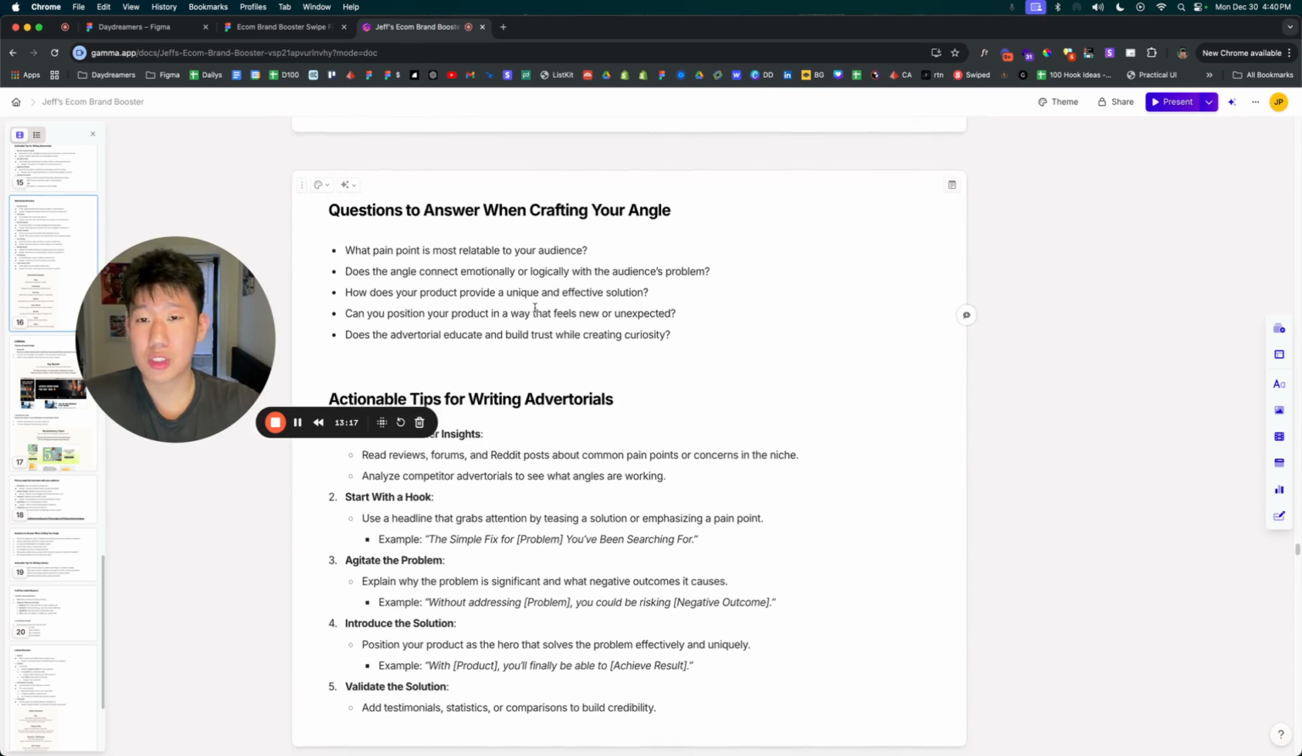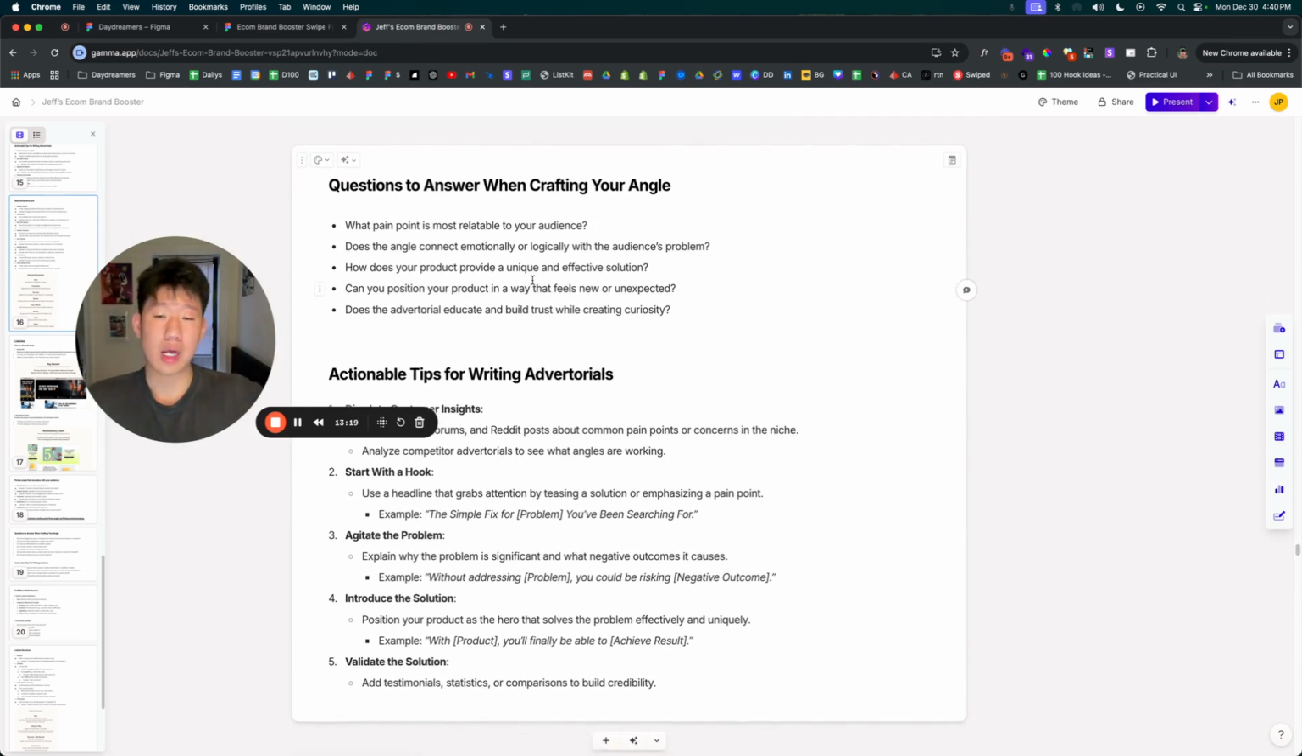Here are some questions to ask yourself when you think about how to create a specific angle, right? What's the most prevalent pain point that's most relatable? Does it connect with them emotionally or logically to the problem? How does your product provide that solution to them? And how can you position it so that it's almost new, revolutionary, or framed from an authoritative figure, right? Does the article educate and build trust while creating curiosity?